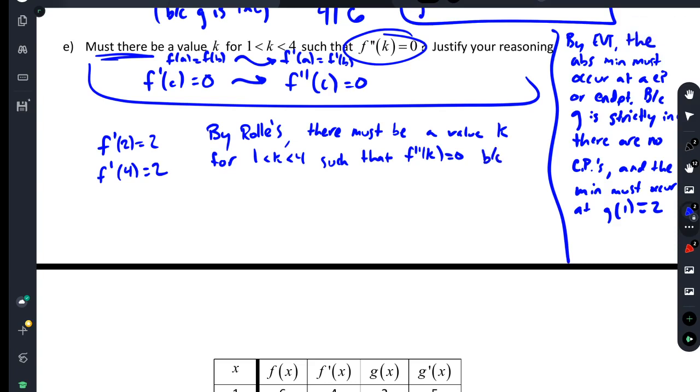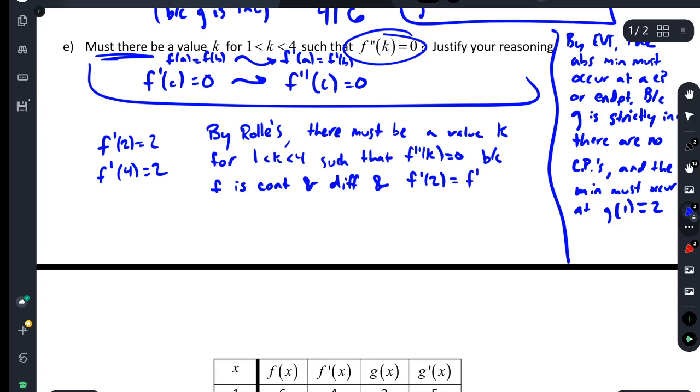and then I want to state my reasoning for Rolle's. So because f is continuous and differentiable, and f prime of 2 equals f prime of 4. So I basically stated, and I could put equals 2 if I want, to show that I know what number it is. So I basically restated or rewrote there must be, and I stated the conditions, continuous and differentiable, and I have an f of a equal to an f of b.